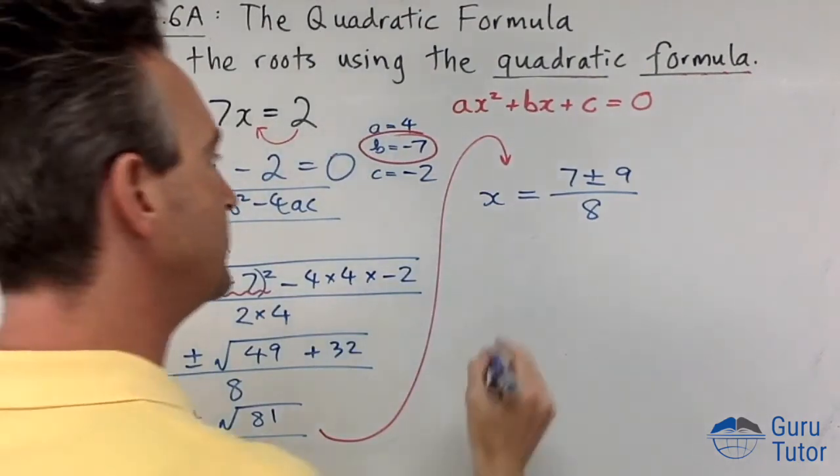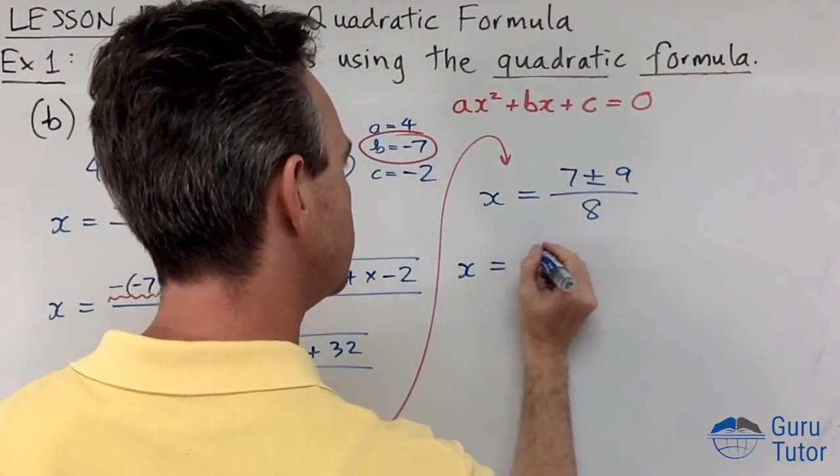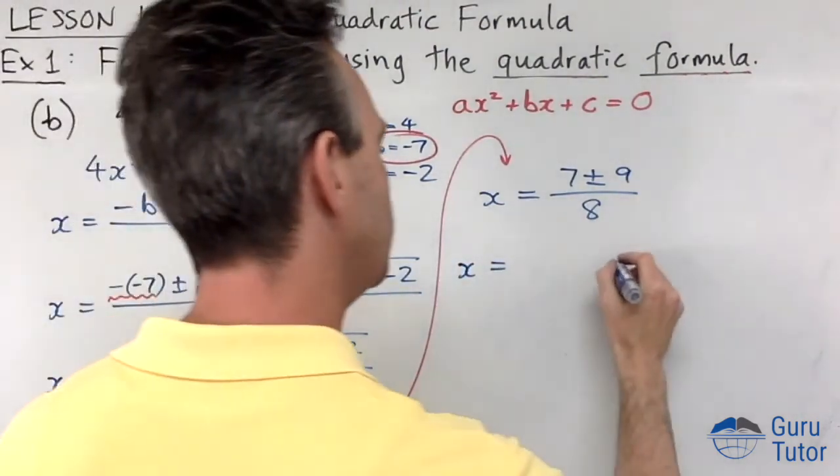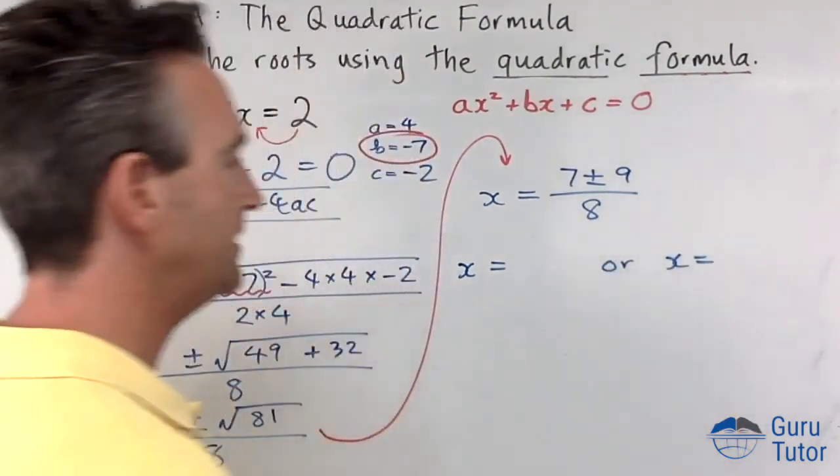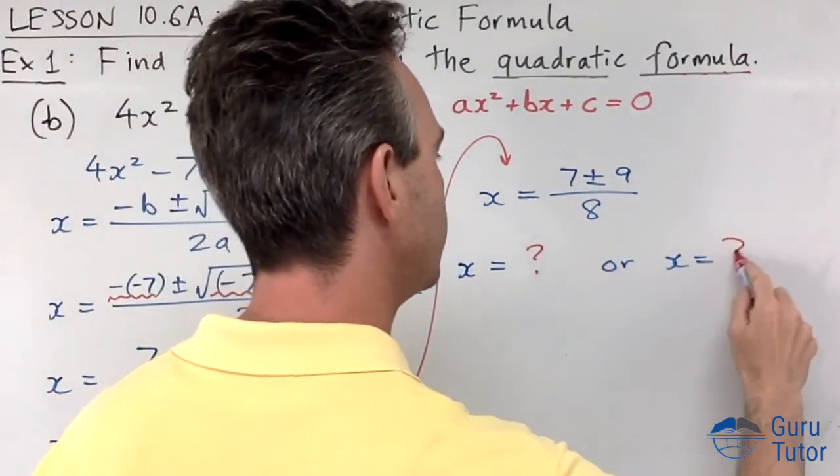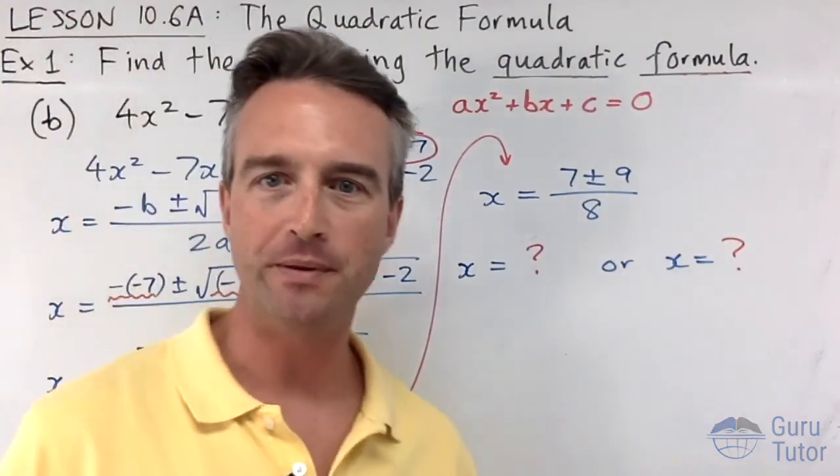And here we go. So we're going to split this up and get two answers. X equals. What are they going to be? I'll let you do this and put your answers in the comments. Need a couple more steps there. What are they? These are rational, okay? It might be a whole number or fractions.